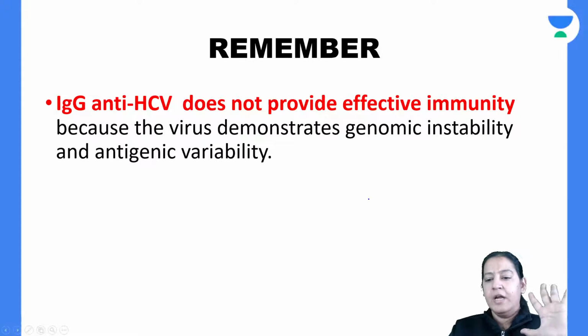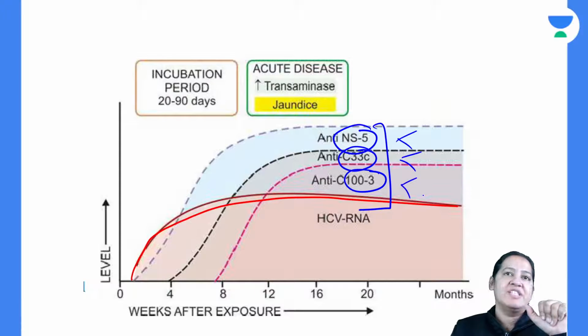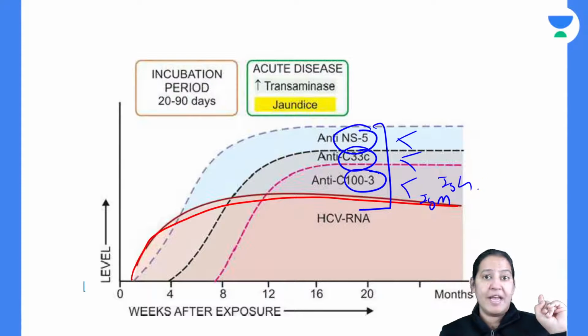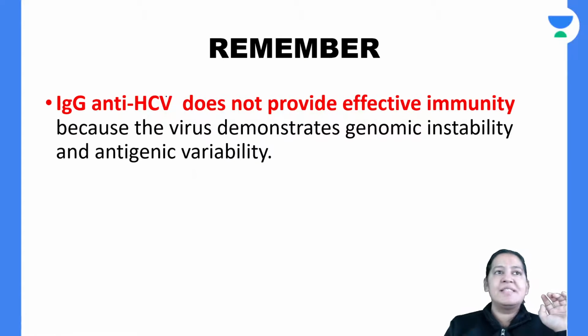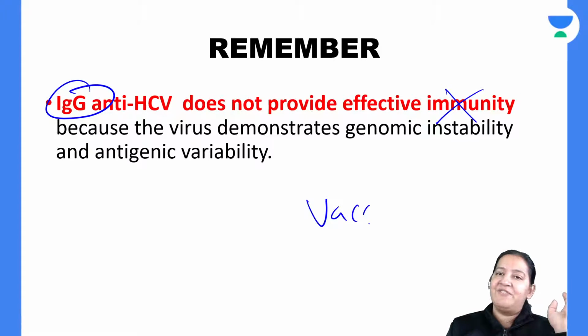Now, please understand these antibodies are of two types, IgM and IgG. IgM is acute and IgG is chronic. The chronic IgG antibodies are present forever. In hepatitis B, these IgG antibodies are protective in nature. But in hepatitis C, IgG antibodies are not protective. That's why we don't have a vaccine for hepatitis C.